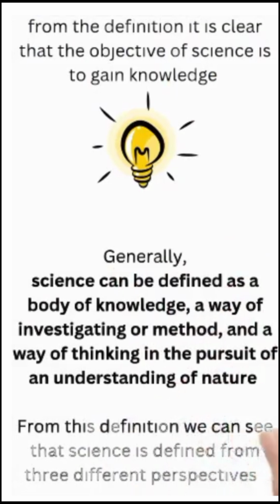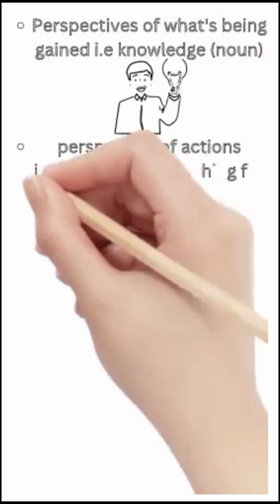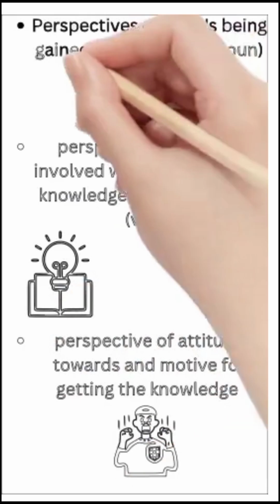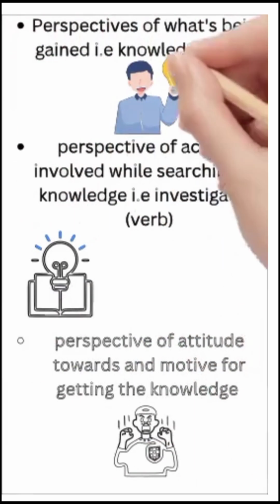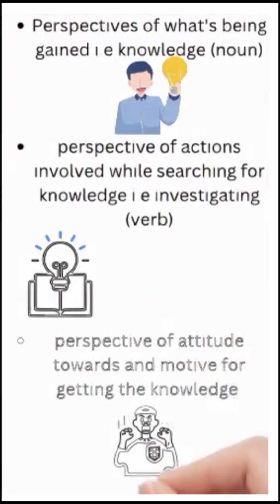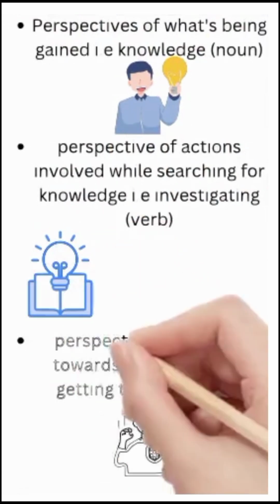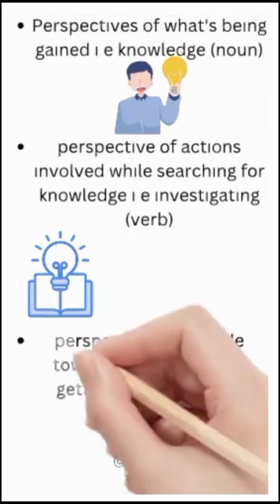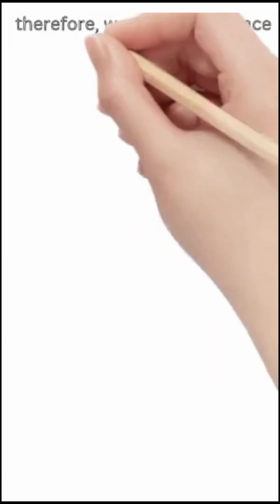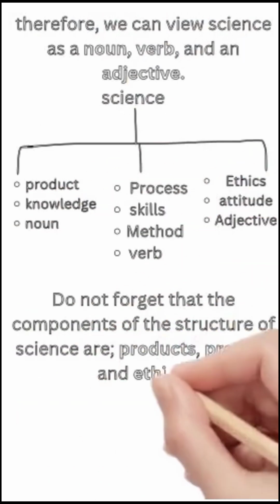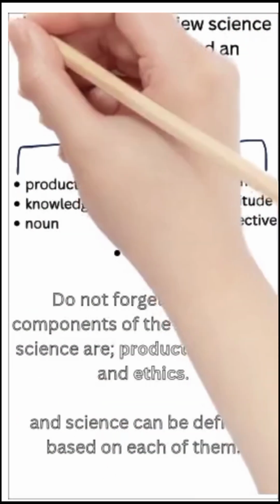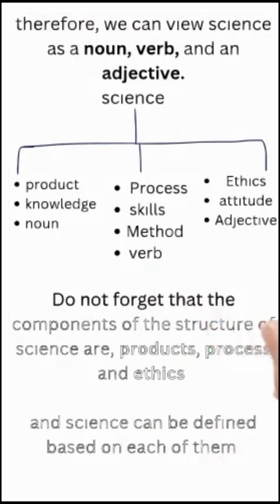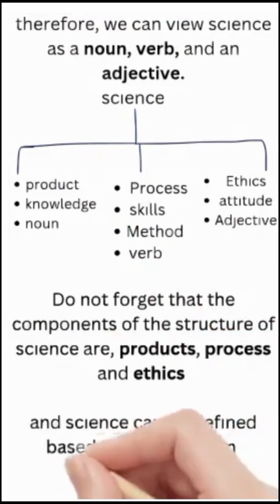From this definition, we can see that science is defined from 3 different perspectives. Perspectives of what's being gained, that is knowledge. Perspective of actions involved while searching for knowledge, that is, investigating. Perspective of attitude towards and motive for getting the knowledge. Therefore, we can view science as a noun, verb, and an adjective. Do not forget that the components of the structure of science are products, process, and ethics. And science can be defined based on each of them.